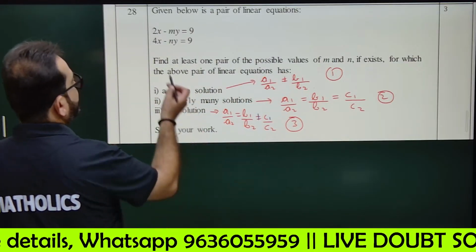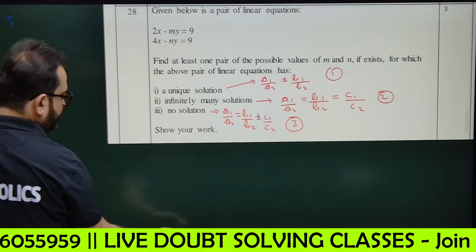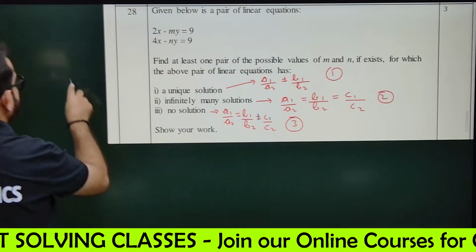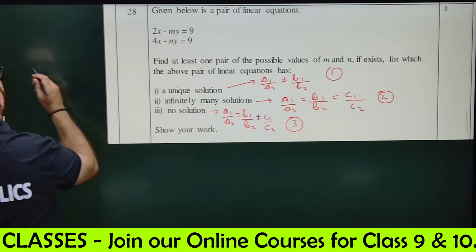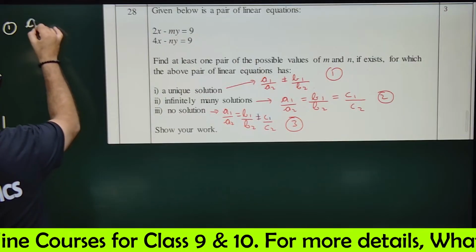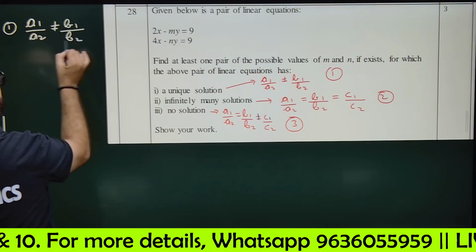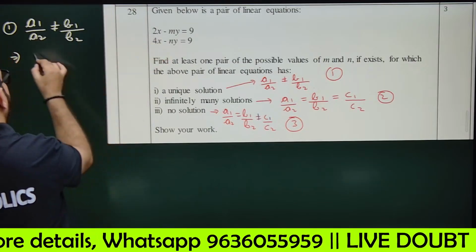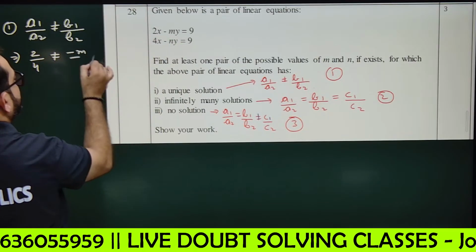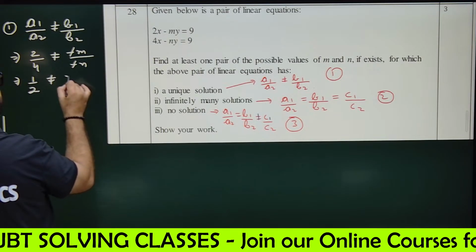Okay, tell a1 by a2 for first one. First one, I'll write it here. For unique solution, that means a1 upon a2 not equal to b1 upon b2. What is a1 by a2? 2 by 4. What is b1 by b2? Minus m upon minus n. Cancel, cancel. So half cannot be equals to m upon n.